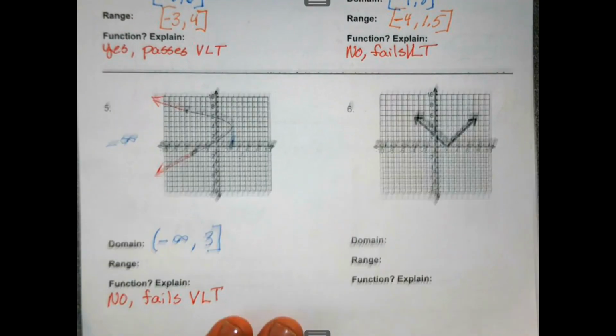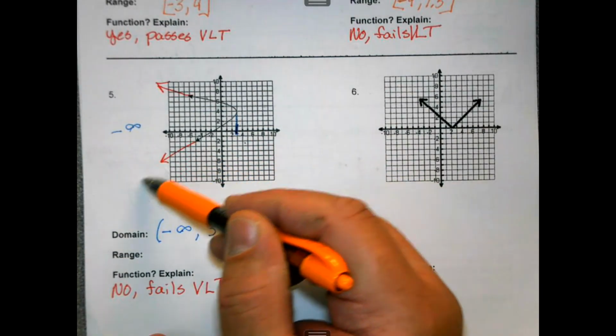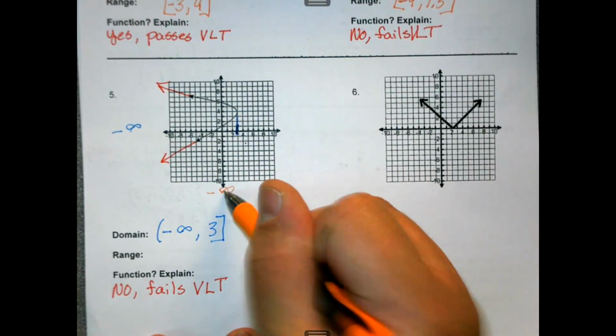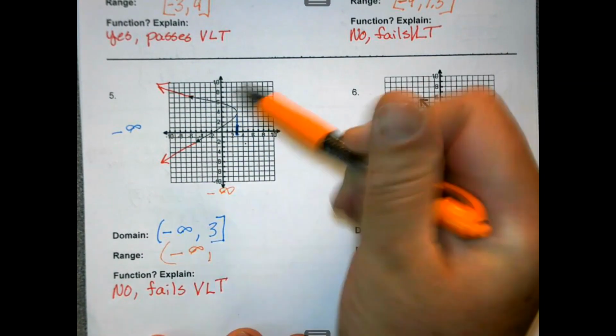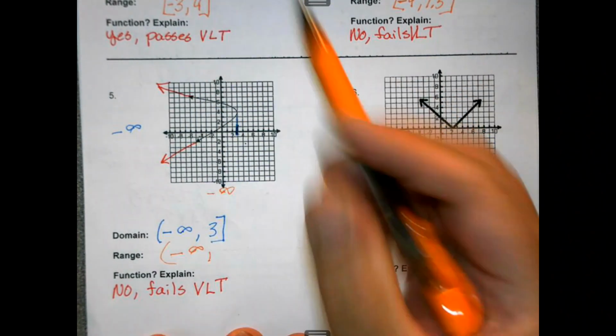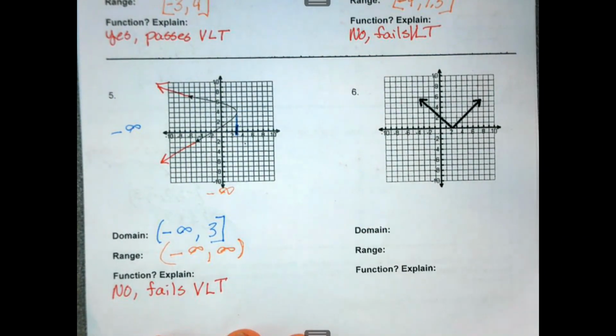Now I have to look at the y values. The smaller y value, well, this is going down to negative infinity, right? And it's actually going to go up to positive infinity. Always gets parentheses.